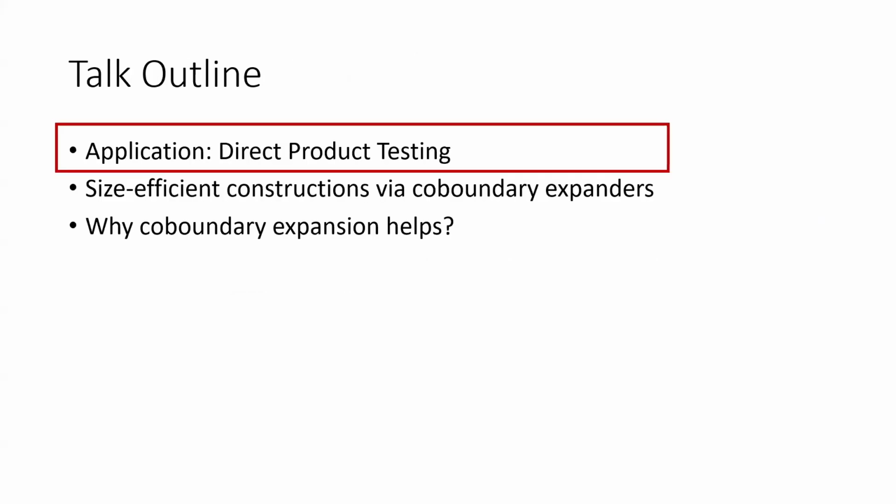So next, let's move to the applications. I will first talk about the problem of direct product testing, and then tell you about how we can get size-efficient constructions via these coboundary expanders, and then finally discuss some proof ideas of why coboundary expansion helps. So before that, are there any questions on the definition?